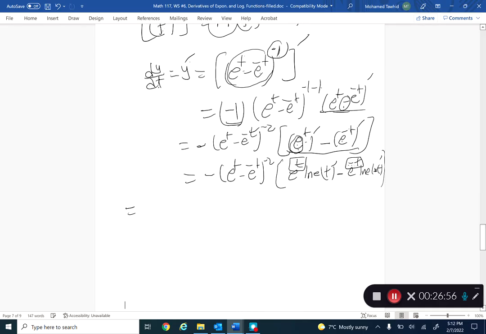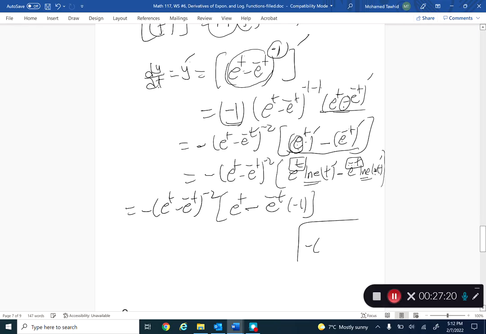Now if I simplify this, what do you have? It will be negative (e to the power t minus e to the power negative t) to the power minus 2. So what do you have here? e to the power t. What is ln e? It is 1. What is the derivative of t? It is 1. Minus e to the power negative t, ln e is 1. What is the derivative of negative t? The derivative of negative t is negative 1. Looking at negative t prime, you take the negative 1 out. So what do you have inside? t to the power 1 prime, and the derivative of t is just 1.